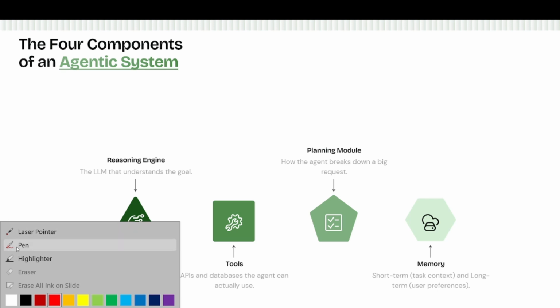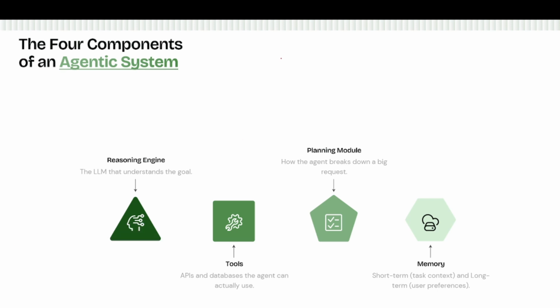But an agent also sits on an LLM. There is always a brain of the model. So you have the brain, which may be GPT, let's say GPT 4.0 for instance, and then the LLM that understands the goal. And then you have tools. So the LLM can call tools. Maybe this is tool A, tool B. And so tools are APIs and databases the agent can actually use.